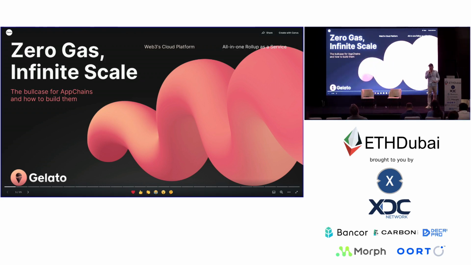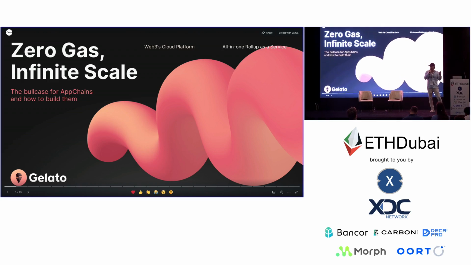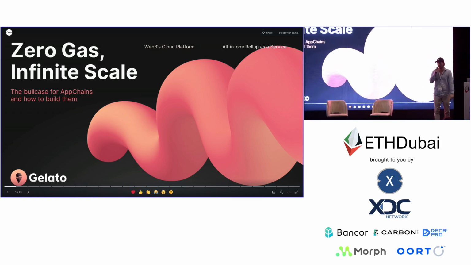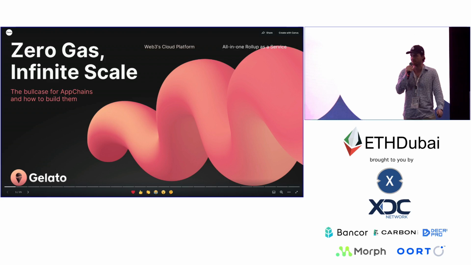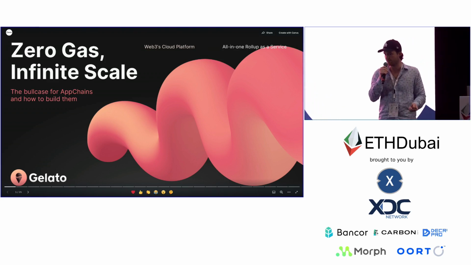So actually, I was here at ETH Dubai a year ago, and 2 years ago I talked about our automation services. We at Gelato built the first decentralized smart contract automation protocol. That's like 4 years ago. And back then I would talk to you about how PancakeSwap, MakerDAO and so on have used our automation services to automate their protocol upkeep.